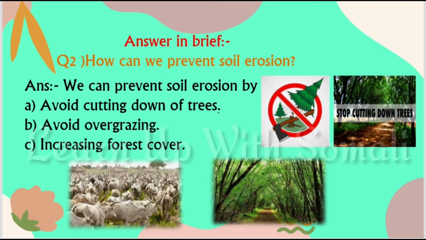Now moving on to question number 2, that is how can we prevent soil erosion? The answer is we can prevent soil erosion by A. avoid cutting down of trees, that is cutting down of trees should be avoided. B. avoid overgrazing of animals, and C. increasing forest cover, that is planting of new trees and forests.